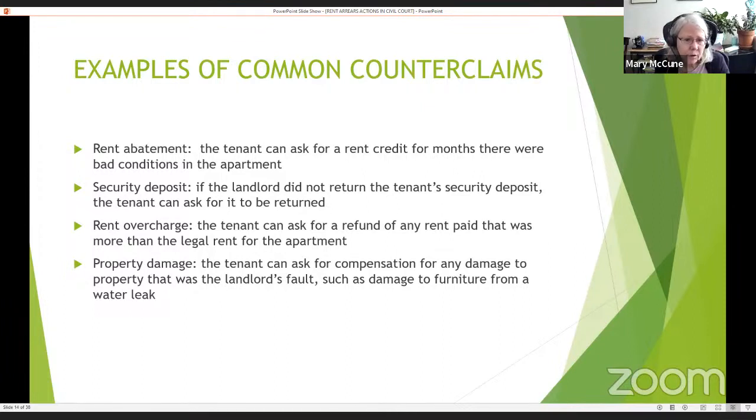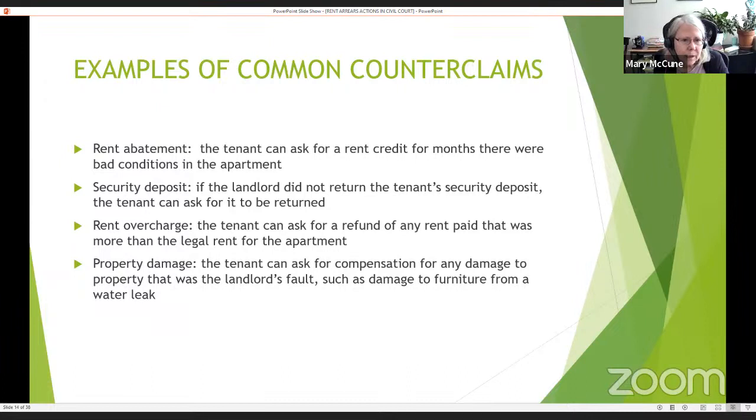You can ask for a rent credit for months when there were really bad conditions in the apartment. If you paid a security deposit and the landlord didn't return it to you when you moved out, you can ask for that to be returned with whatever interest you earned on it. If you believe there was a rent overcharge, you can ask for a refund of any rent paid that was more than legal rent for the apartment.